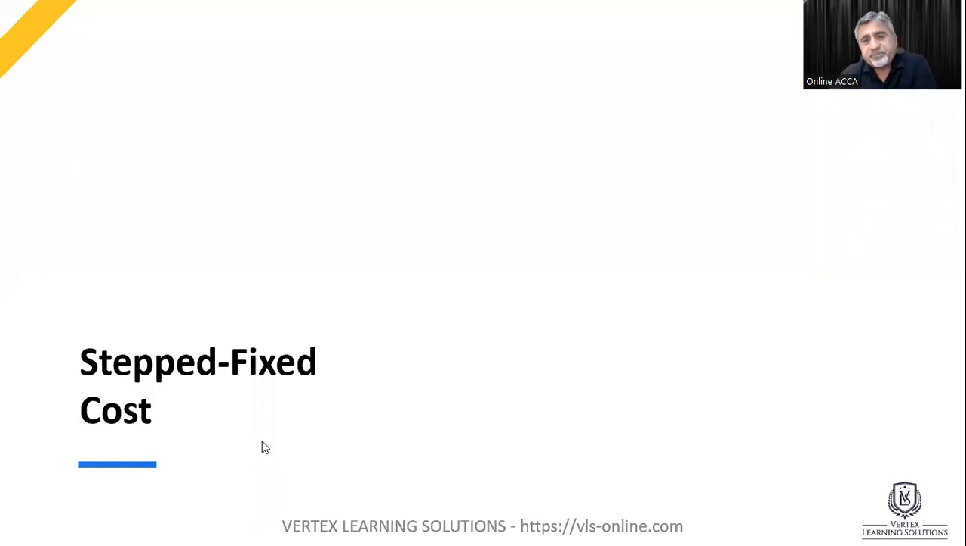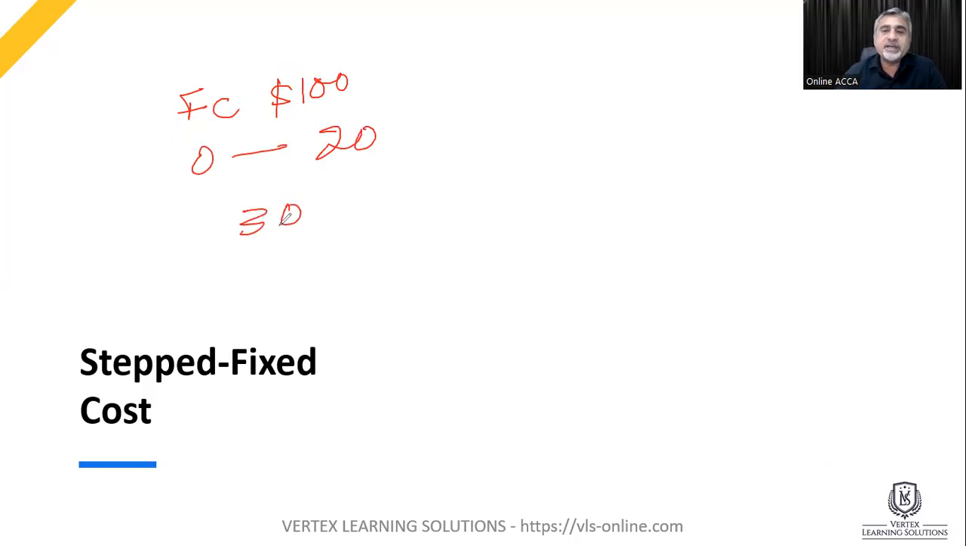This next is a stepped fixed cost. Actually, I discussed this stepped fixed cost a little bit while I was explaining the fixed cost. The concept is that the fixed cost, after a certain period of time, increases. I gave you that example: if I have one room in which I can accommodate 20 students and I pay $100 rent, my fixed cost is $100 and I can accommodate a maximum of 20 students there. So if I got 30 students, now I need to take a bigger room.